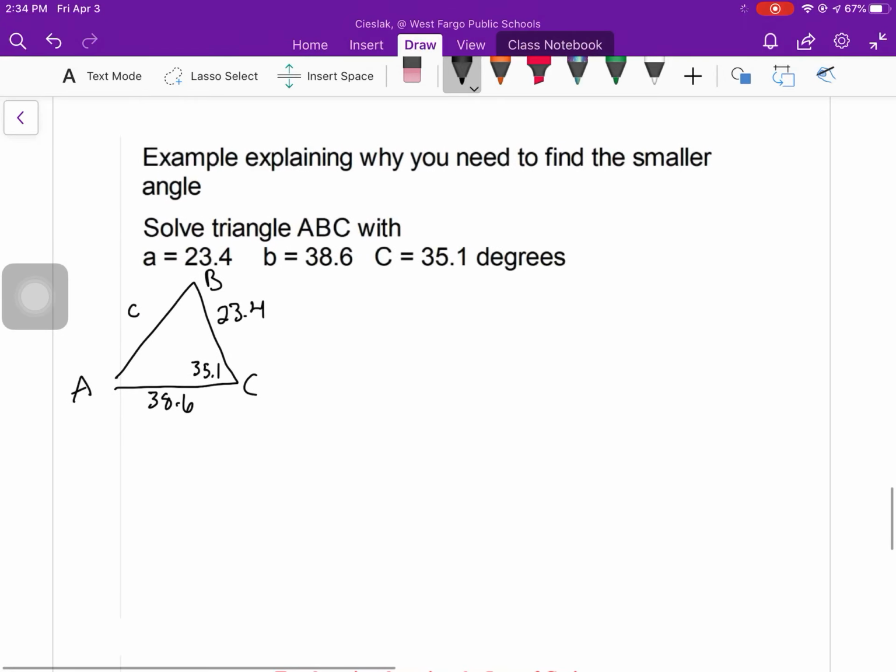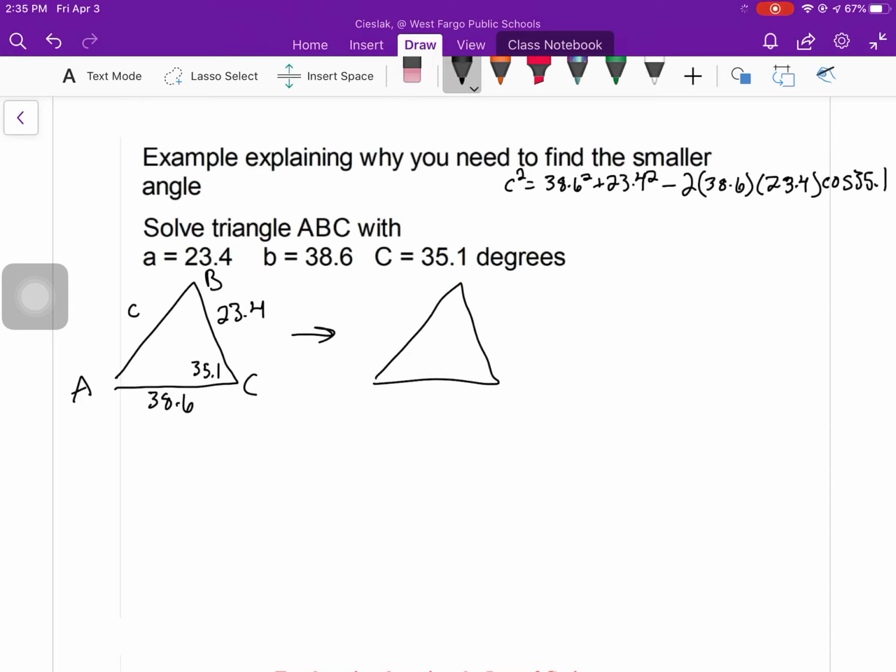So in order to solve this triangle, the first thing I would have to do is find side C using law of cosines. I'm going to skip some work, but I will set it up. C squared is equal to 38.6 squared plus 23.4 squared minus 2 times 38.6 times 23.4 cosine of 35.1. If you type all of that into your calculator, that gives you a value of 23.7. Okay, so here's my next step.